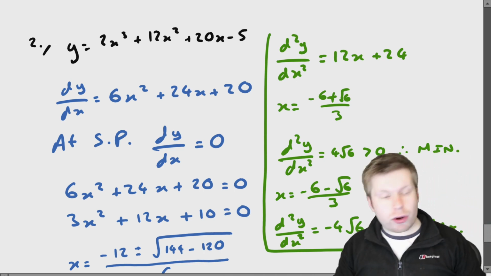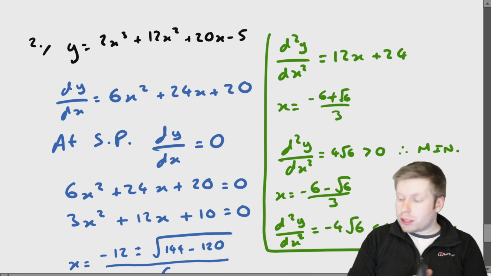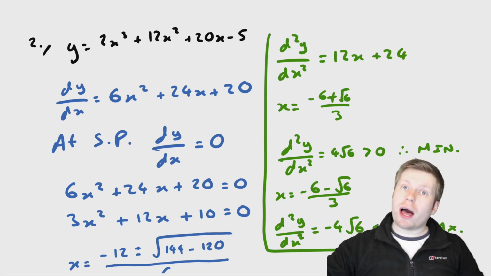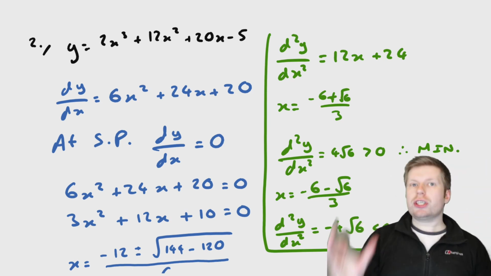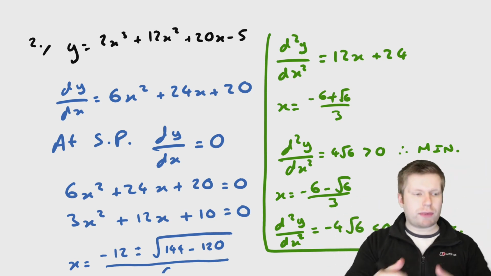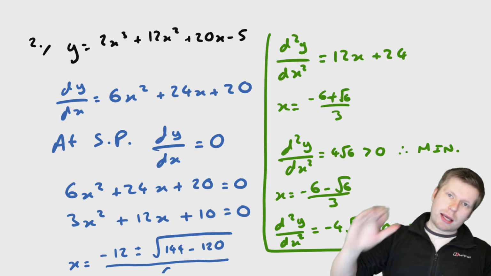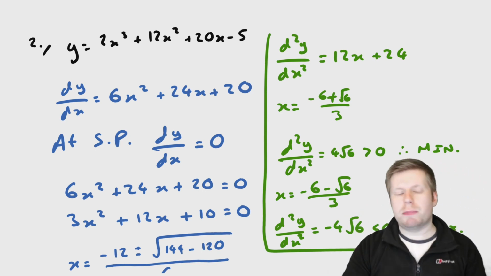So the process is very straightforward to deal with stationary points. First of all, differentiate, set it equal to 0 and solve that equation. Find the corresponding y values from your x values, then differentiate again to determine the nature, and stick in your x values. If it's positive, it's a minimum. Negative, it's a maximum. If it's equal to 0, it's likely to be a point of inflection.